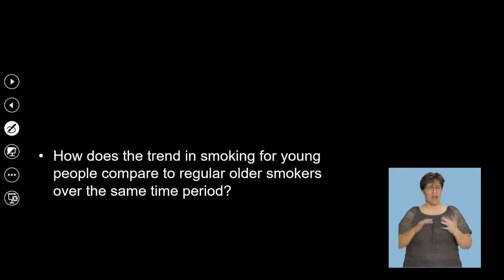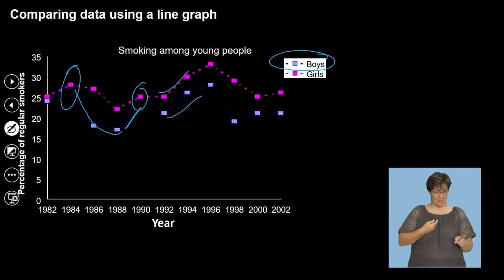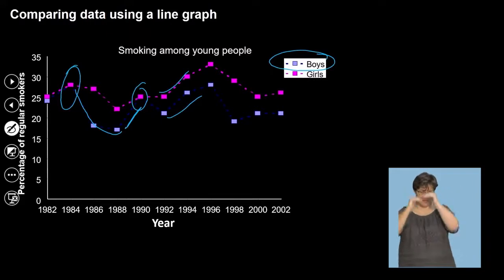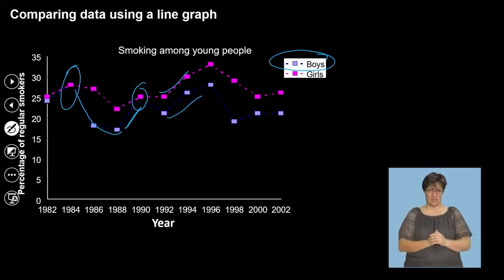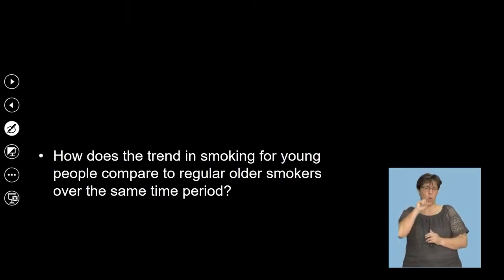So how does the trend in smoking for young people compare to regular older smokers? Now let's look at all the people who are smoking. If you look at the trend for young people, it's increasing, decreasing, increasing, decreasing, then flat at the end. There's no increase. But let's look at the older people. How does this compare to the older?